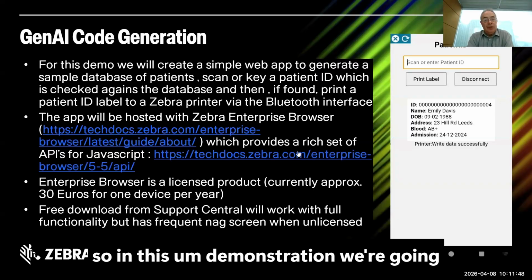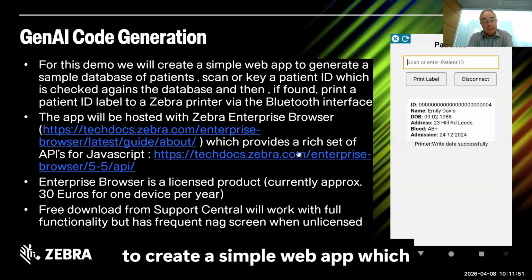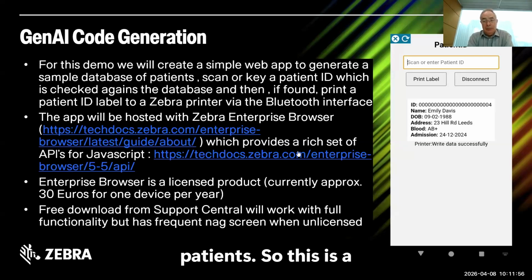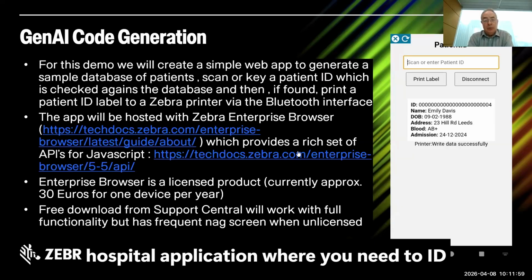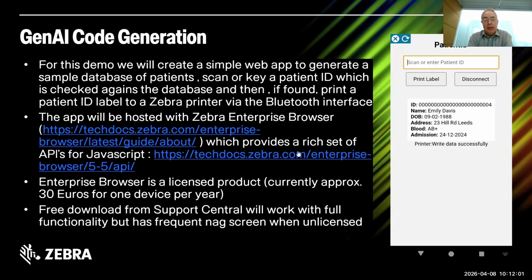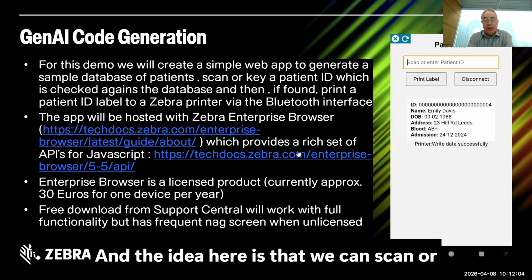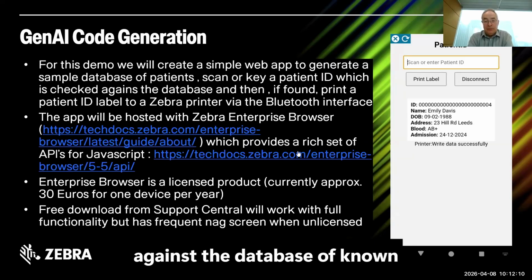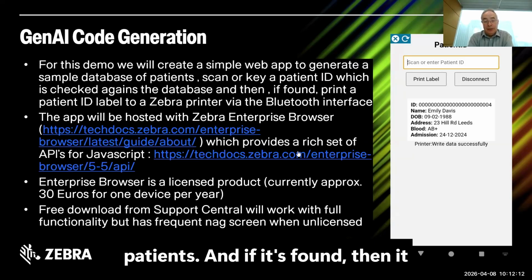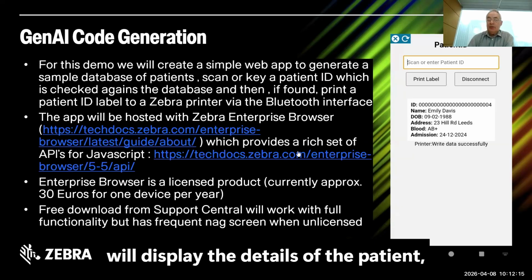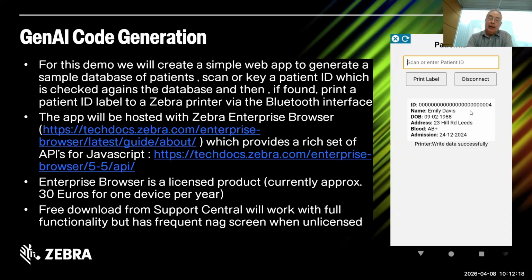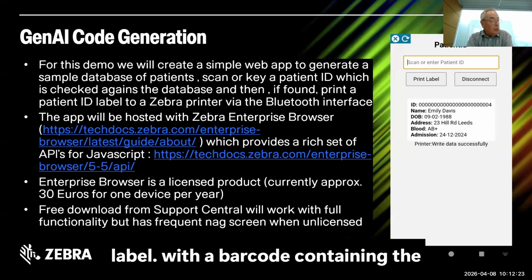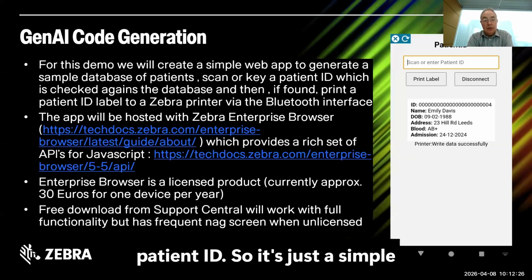So in this demonstration, we're going to create a simple web app which will generate a sample database of patients. This is a hospital application where you need to ID an incoming patient. The idea here is that we can scan or enter a patient ID, which it checks against the database of known patients. If it's found, then it will display the details of the patient, which you can see on the right-hand side. And if you hit the print label button, it will print a corresponding label with a barcode containing the patient ID.